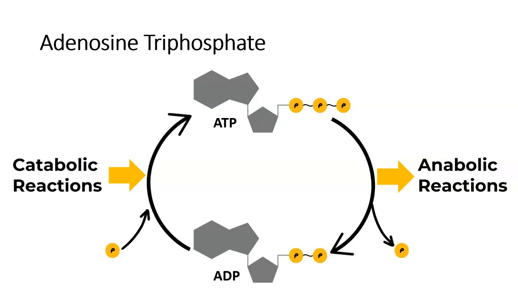ATP is at the center of metabolism. It serves as the bridge between our exergonic catabolic reactions and our endergonic anabolic reactions.